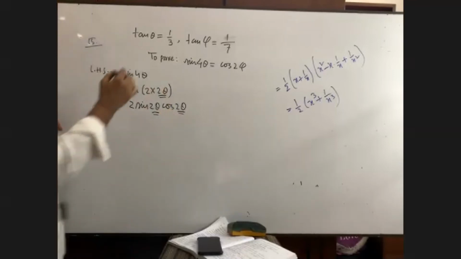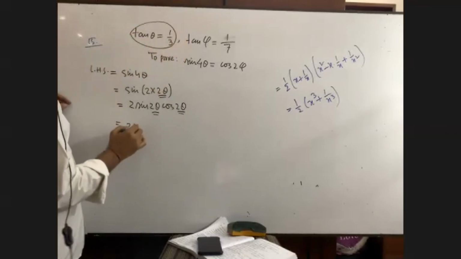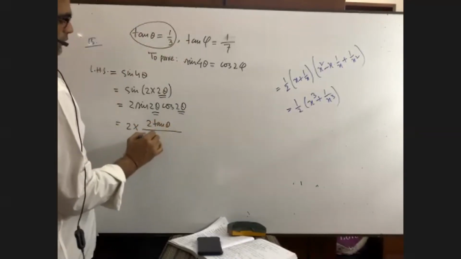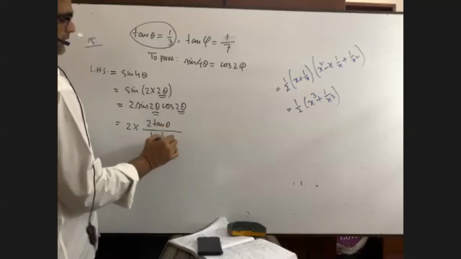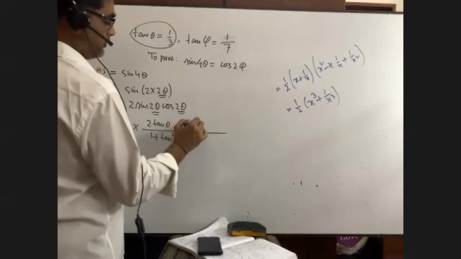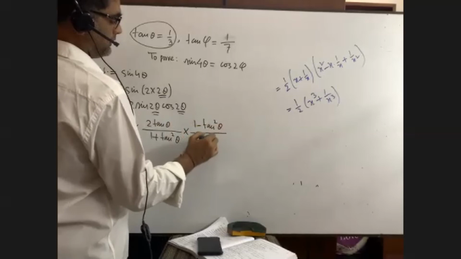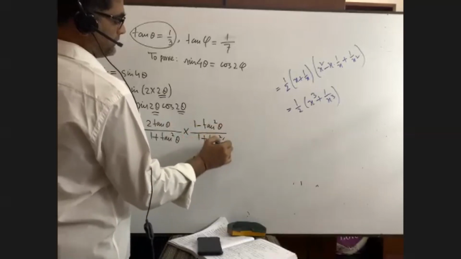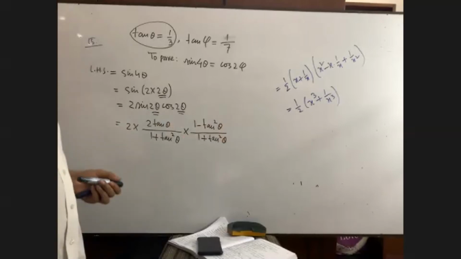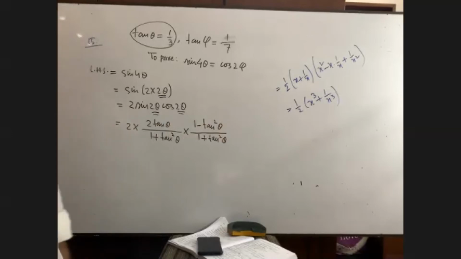Now you convert it into tan because tan is given. That is, sine 2 theta formula is 2 tan theta over 1 plus tan square theta. Cos 2 theta formula is 1 minus tan square theta over 1 plus tan square theta. Now put the value. Put the value of tan theta. Do it.